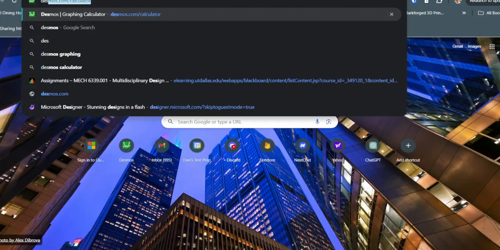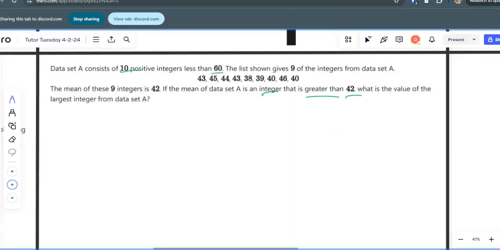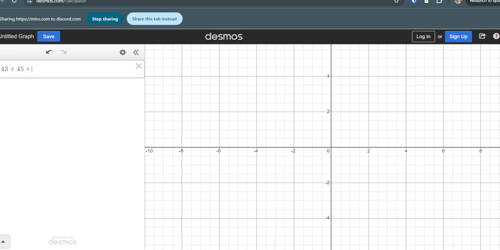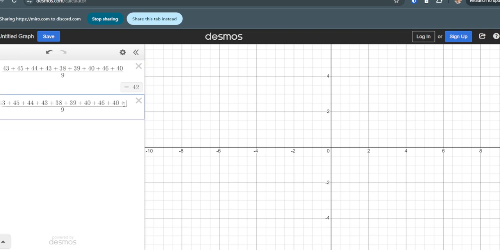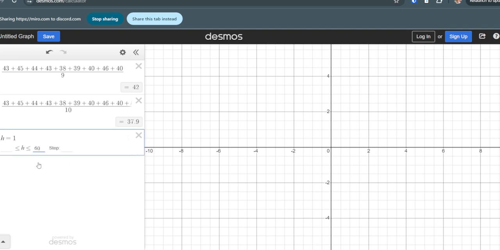But really the easiest way for you to do this, I would say, is to go into Desmos and plug it in. So I would plug in 45 plus 44 plus 43 plus 38 plus 39 plus 40 plus 46 plus 40. You can verify that if you divide by 9, this is definitely a mean of 42. Now I want to add in another number, let's maybe call it h, and divide by 10. You can actually add a slider for h, and we know it can be anywhere up to 60.